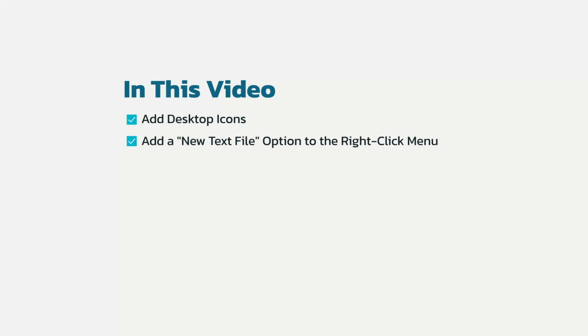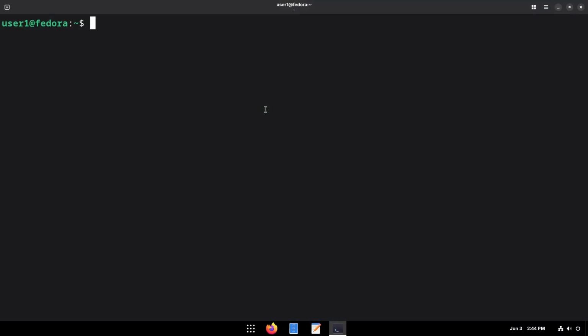So here in this video, we will look at how to enable desktop icons in Fedora 44 GNOME desktop. And for this, first we need to install an app called gnome-extensions-app.